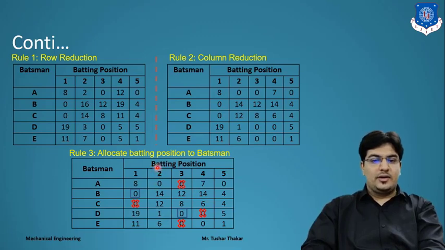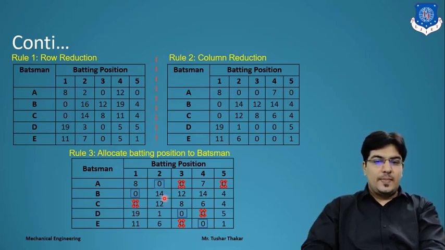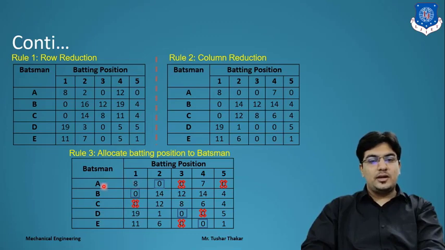Now we can give one assignment here, so this 0 is cancelled out, and at the last point A we can give a 0. So here 5 positions are there, 5 batsmen are there, but we have assigned only 4 allocations. So what do we have to do next?